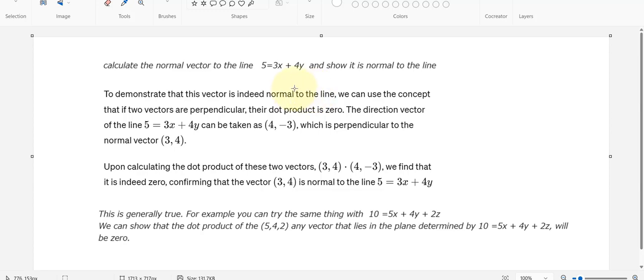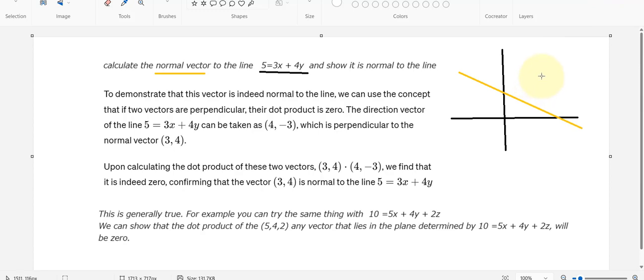Okay, let's take a look at this question. It says calculate the normal vector to the line there. So this is the equation of a line. I don't know what it looks like, but we want to know the normal vector to that line. By the normal vector, we mean the vector which is perpendicular to this line.